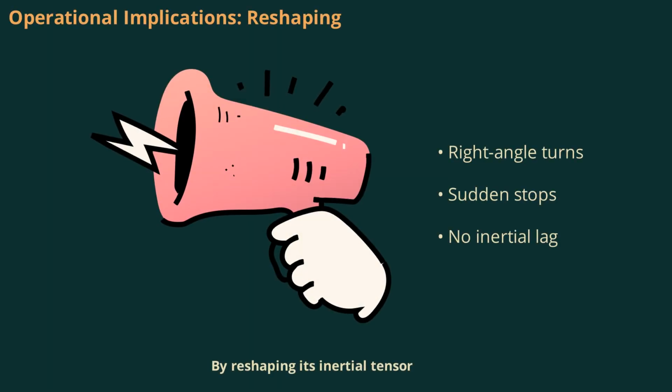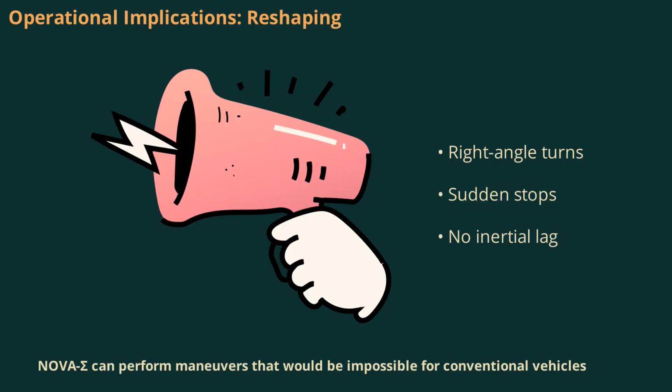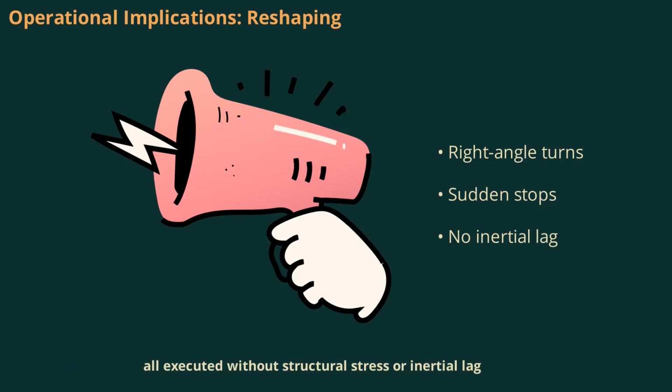By reshaping its inertial tensor, NOVA-Σ can perform maneuvers that would be impossible for conventional vehicles. This includes rapid directional changes, right-angle turns, and sudden stops, all executed without structural stress or inertial lag. The craft's internal systems and occupants remain isolated from the forces typically associated with such maneuvers.